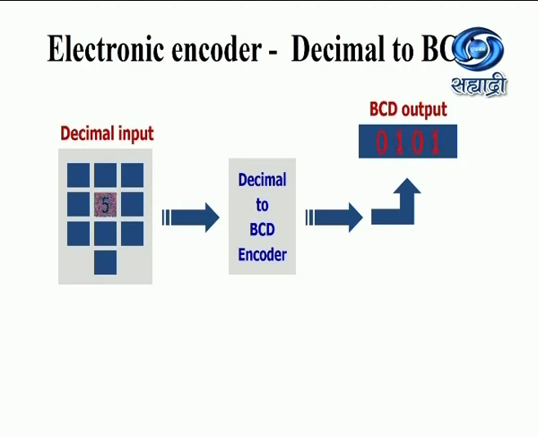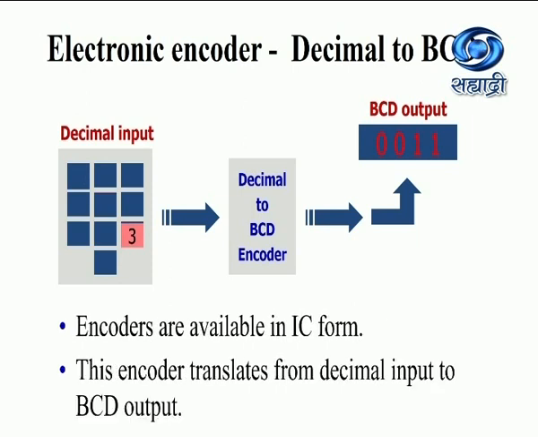So this is the representation of decimal input into the BCD output. So if you press 7, then we will get 0111 as BCD output. So this is done by decimal to BCD encoder. So encoders are in IC forms. So this encoder translates from decimal input to the BCD output. So basically this encoder is a type of IC.